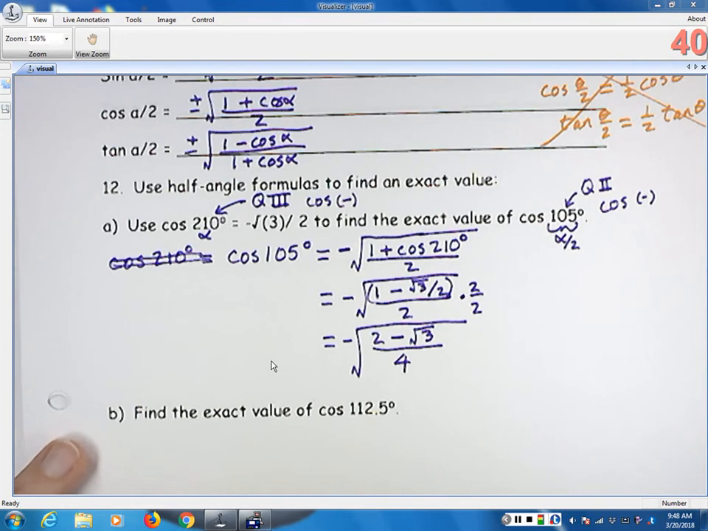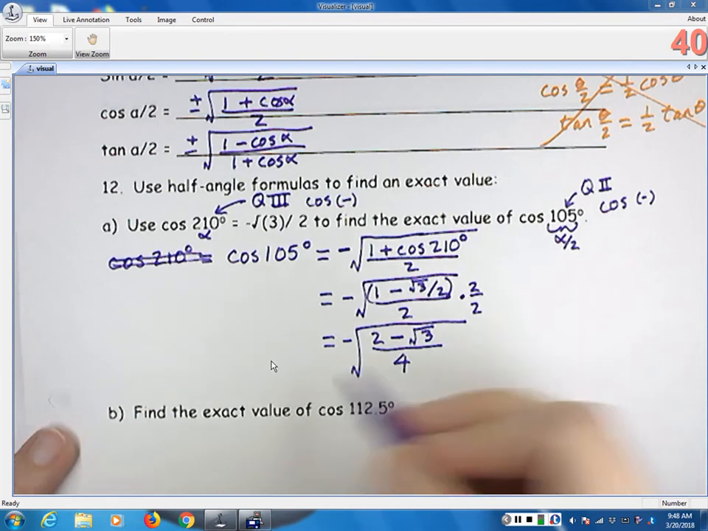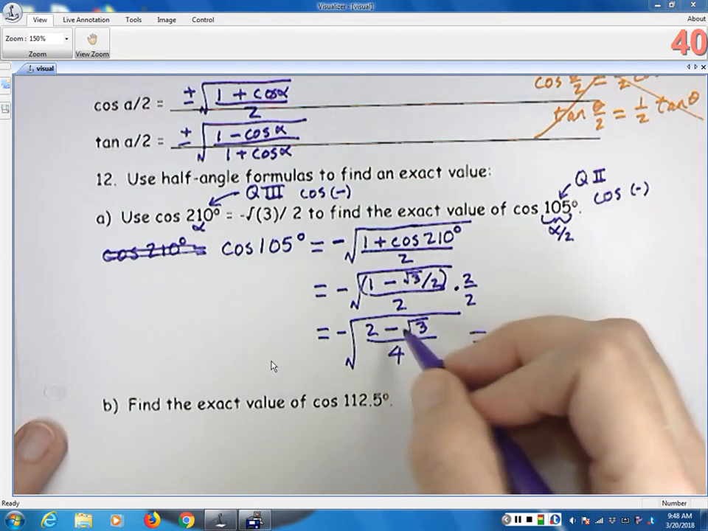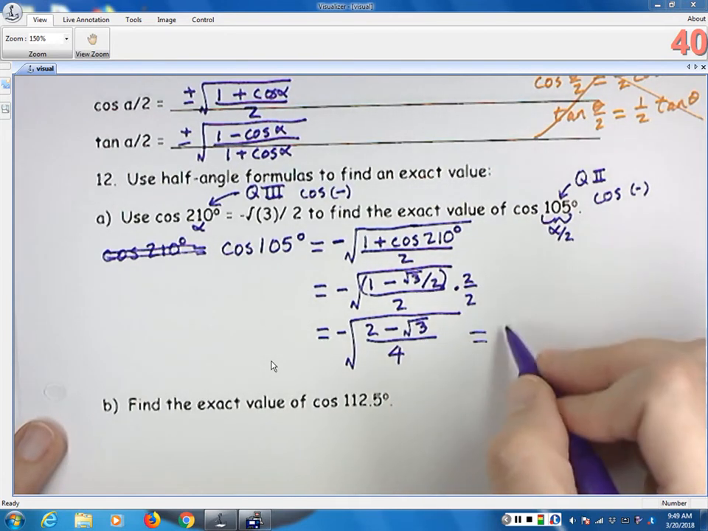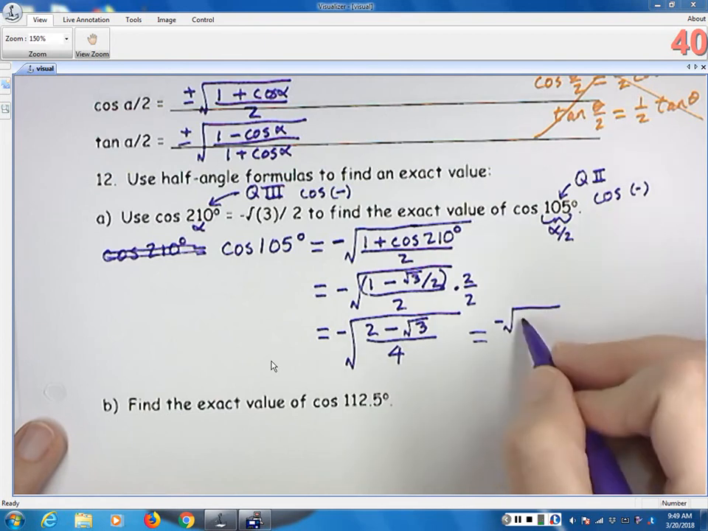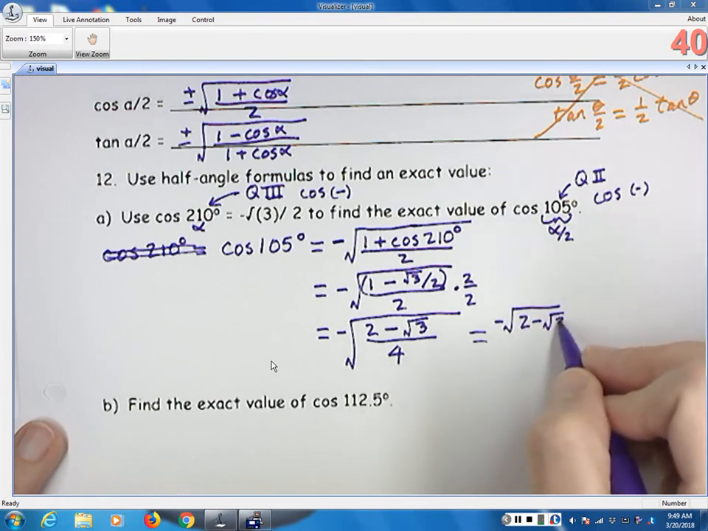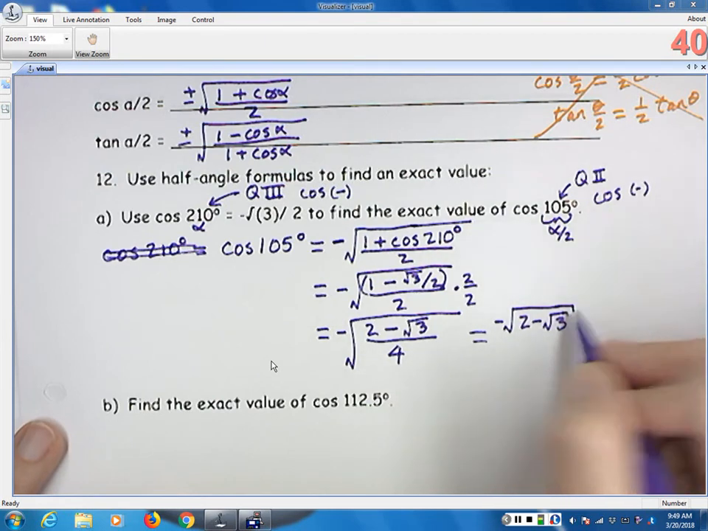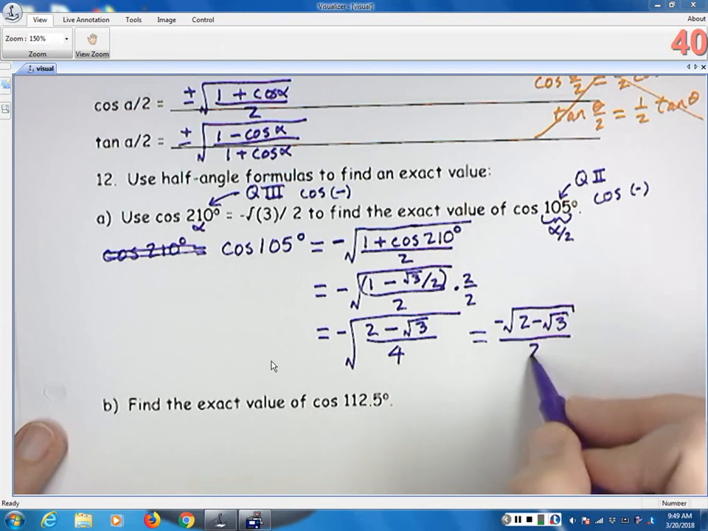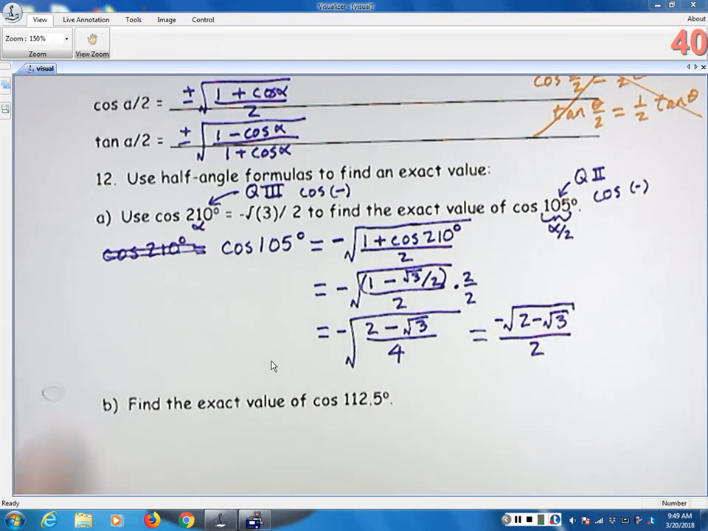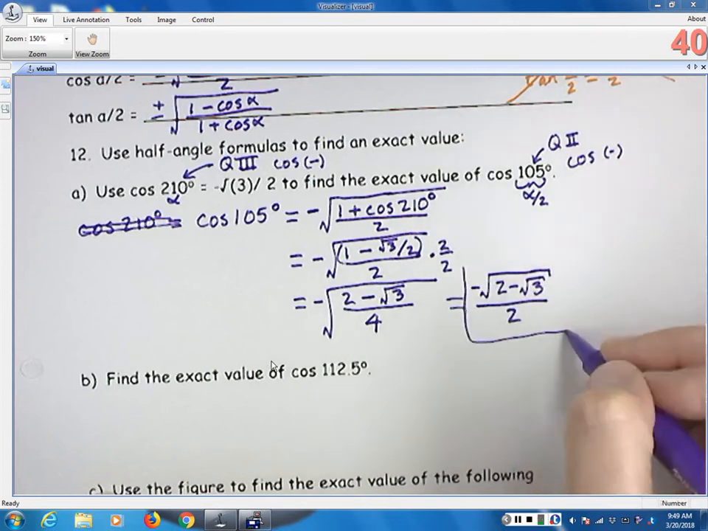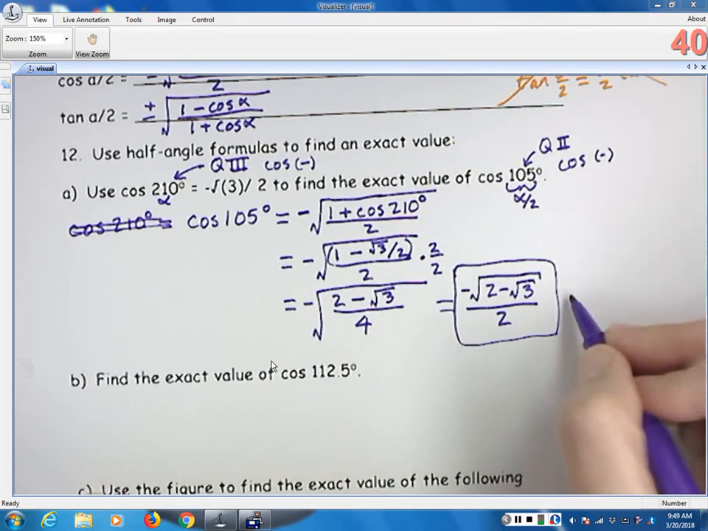Right, that's all under a square root. Now we can just take the square root of the numerator and the square root of the denominator separately. And the square root of 4 is 2. And so this is the exact answer. And then if you want an approximation, you put it in your calculator.